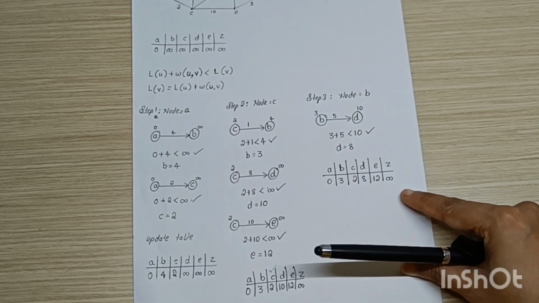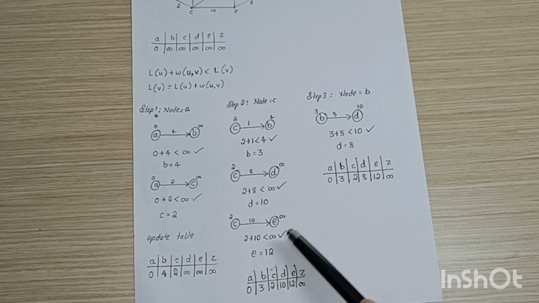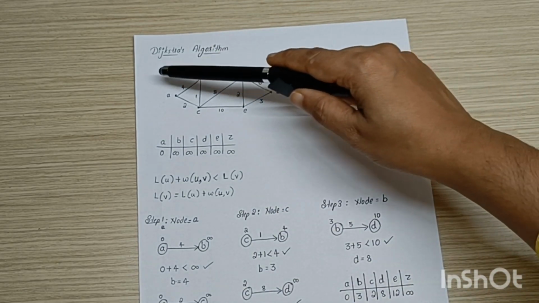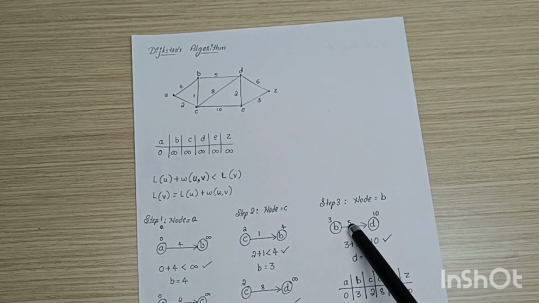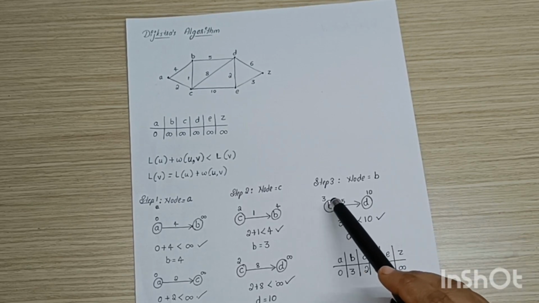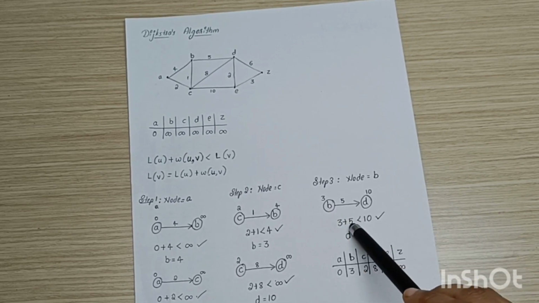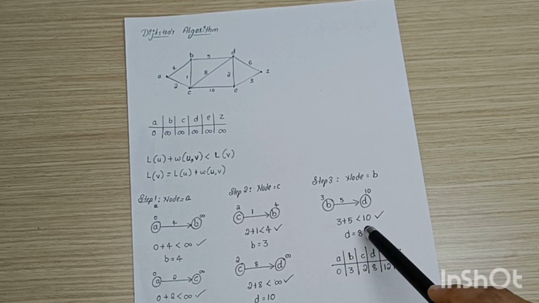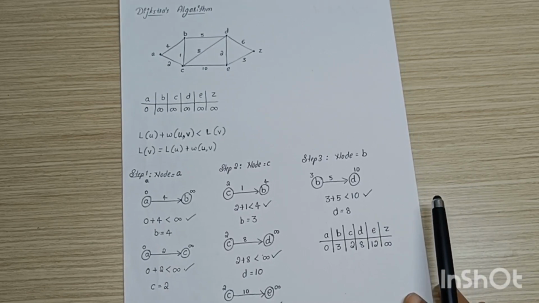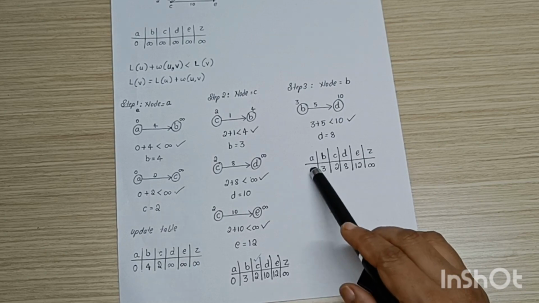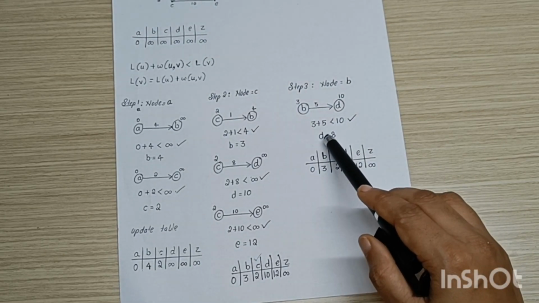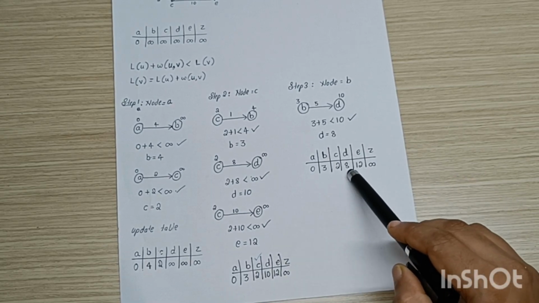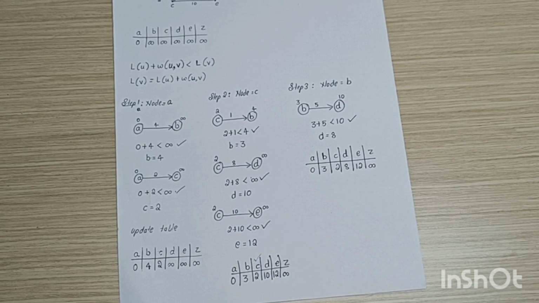You take the values from the table: for B it's 3, for D it's 10. For the weight you consider from the graph, B to D is 5. So write here 5. Again compare: 3 plus 5 is less than 10, that is 8 is less than 10. The condition is true. Update the D value, D equals 8. So now update the table. A is 0. You have updated D from 10 to 8 and the rest all with the same values.